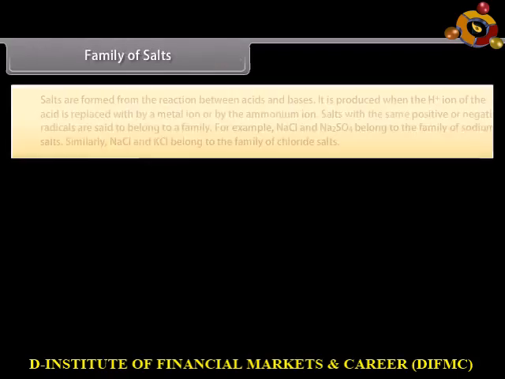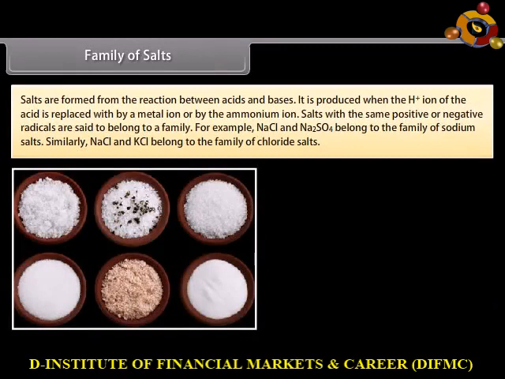Family of salts. Salts are formed from the reaction between acids and bases. A salt is produced when the H+ ion of the acid is replaced by a metal ion, or by the aluminum ion, or by the ammonium ion.